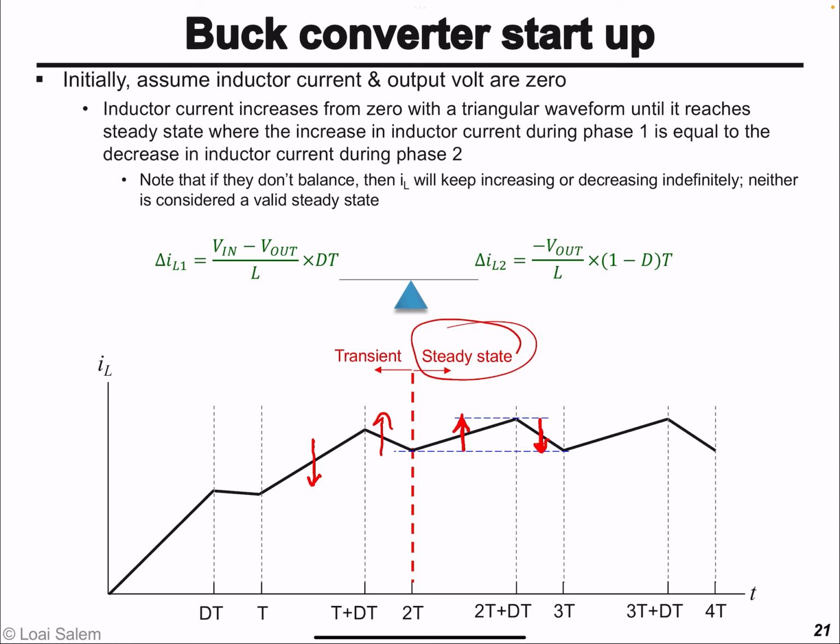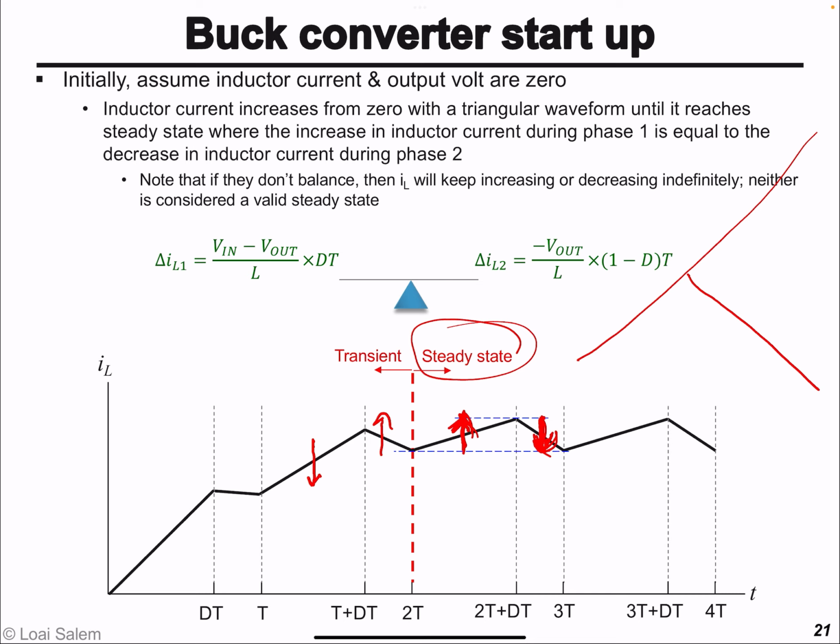The reason for that is, if the increase in the inductor current in the first phase is higher than the decrease in the second phase, then the inductor current increases to infinity, and the converter will blow up. That's not a valid steady state. On the other hand, if the decrease in the inductor current in the second phase is larger than the increase in the first phase, then the inductor current will decrease until it reaches 0, which is also not a valid steady state.